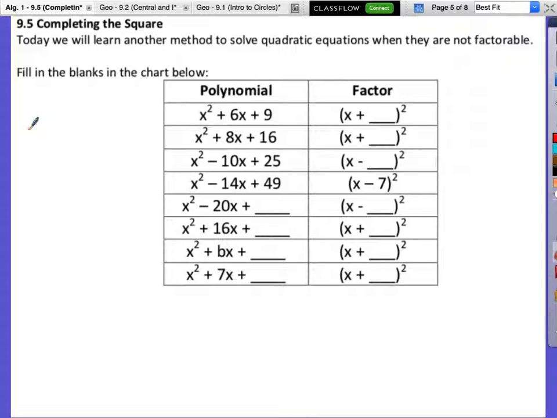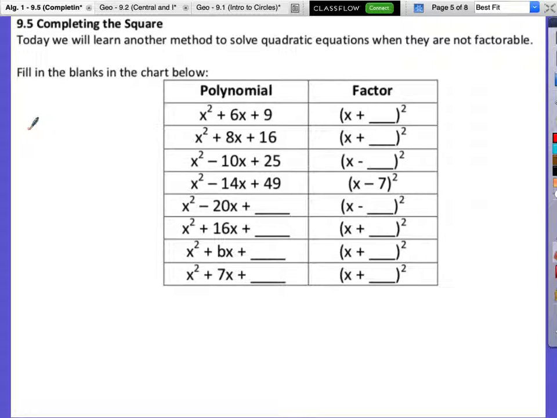This is another method that we can use when they're not factorable. So quadratics are not always factorable, right? We found that out in chapter 8. Sometimes we have prime ones. Well, one method that we can do to solve those was that square rooting method we just learned and just discussed.